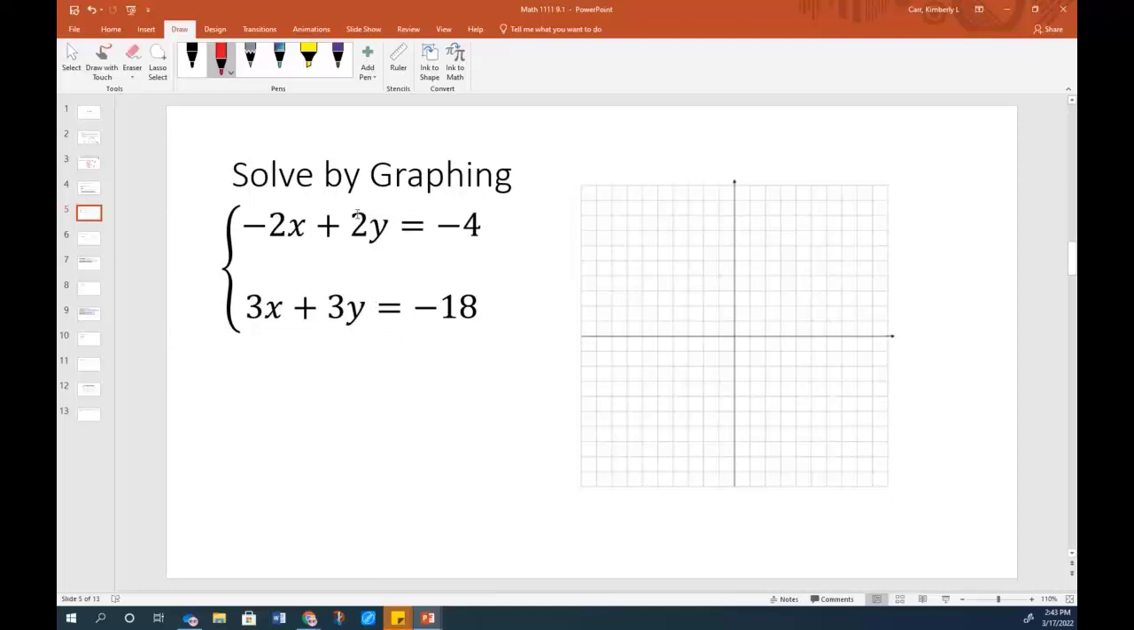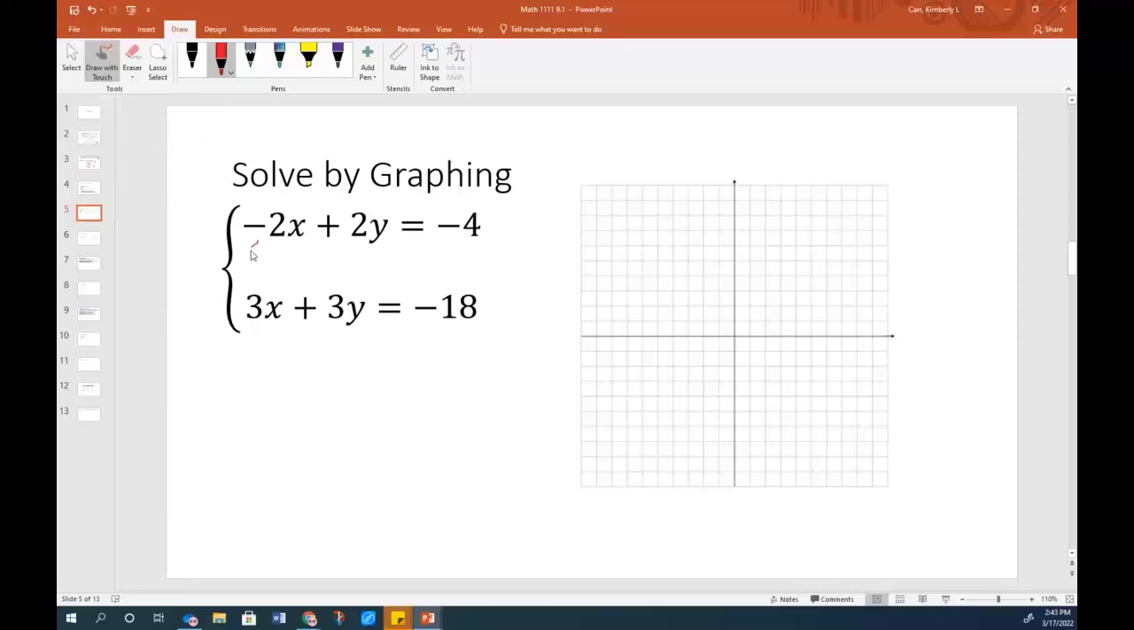But now to solve by graphing, we could rearrange these to get x and y intercepts. I mean, we could rearrange them to get y equals mx plus b, or we can just use our intercepts, and they're both appropriate methods. So if you want to rearrange the equation to get y equals mx plus b, you can. If you want to just use intercepts, you can, and I may do both of those on here for us.